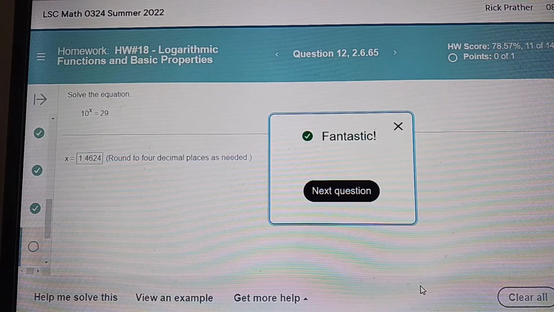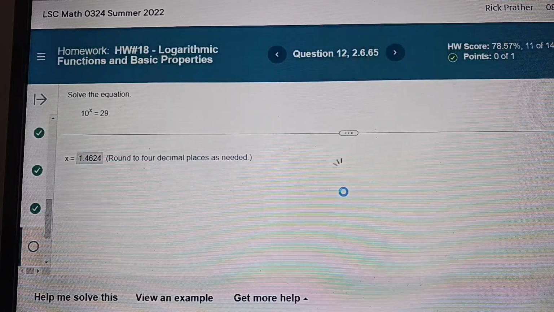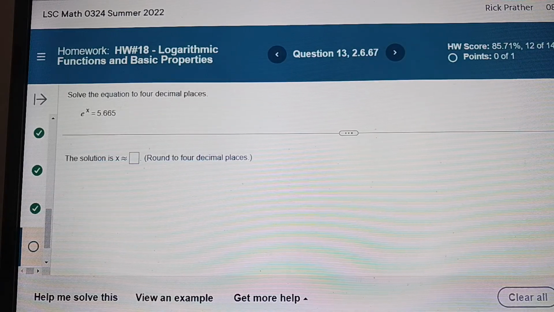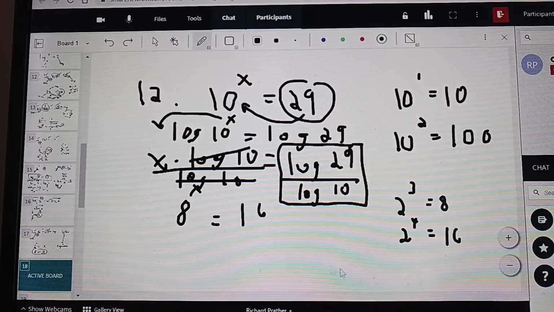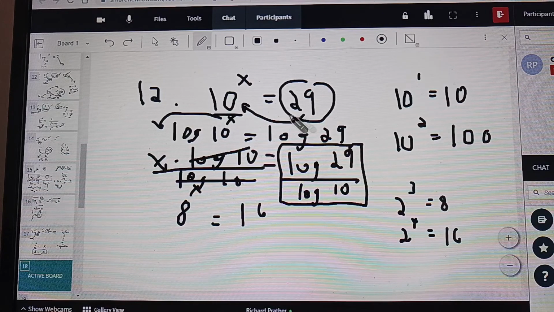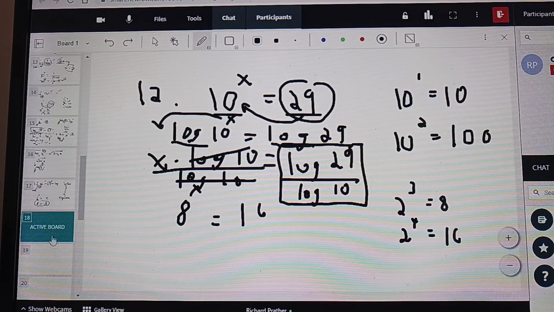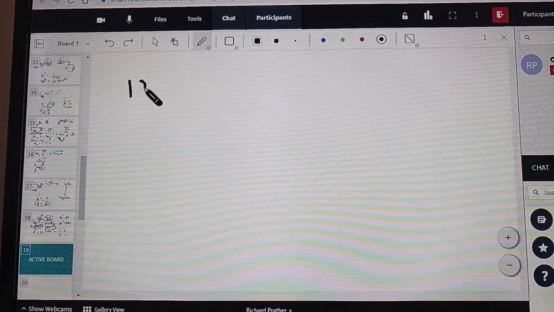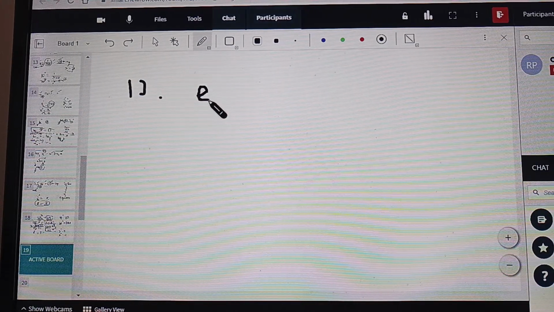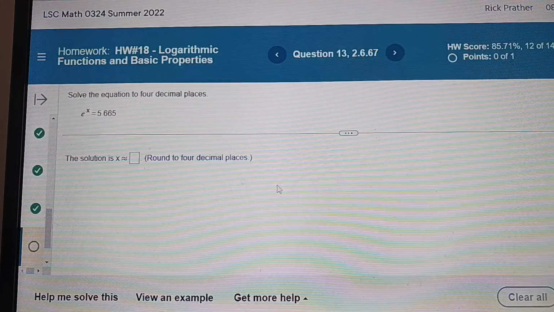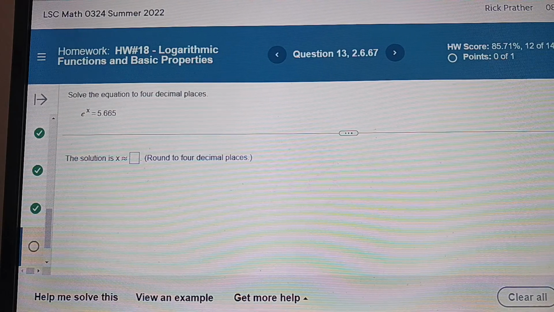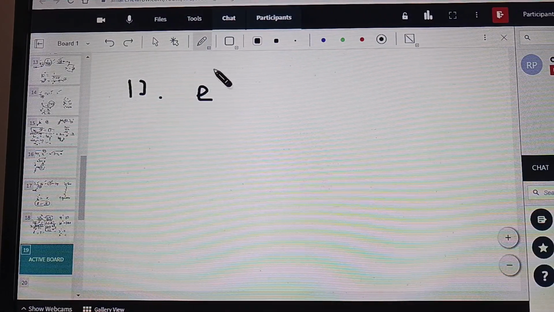So putting a log on each side of an equation can be helpful because it can get an x out of an exponent like that when it's stuck up there. And as I mentioned, if I have regular numbers like 10 and 29, I put log. You could still do ln if you want. But if one of the bases is e, then I definitely use ln. E to the x equals 5.665.